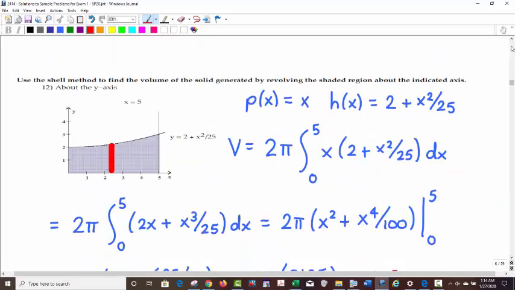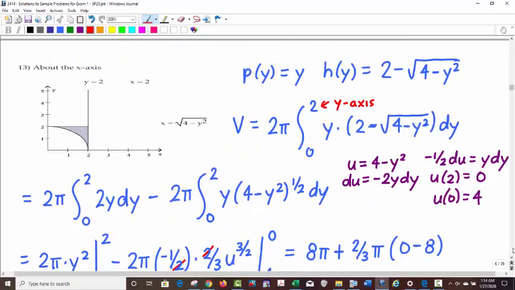Okay. So we're going about the x-axis instead of the y. So our rectangle would look something like that. Yeah, the representative rectangle is always parallel, for the shell method, to the axis of revolution. So the height of that is going to be y. Now here's where you have to be careful. The values for x, it's the difference between two functions. It's the right minus the left, outer minus the inner.